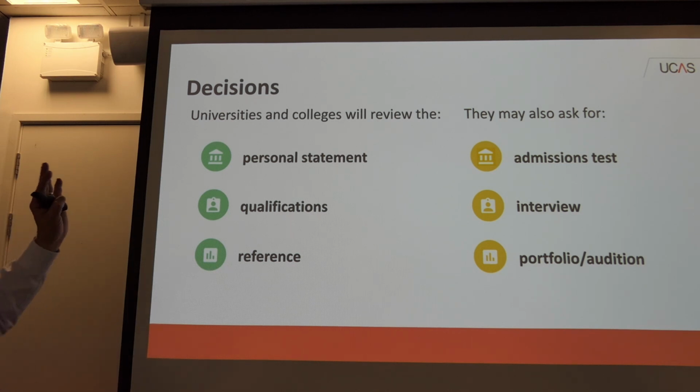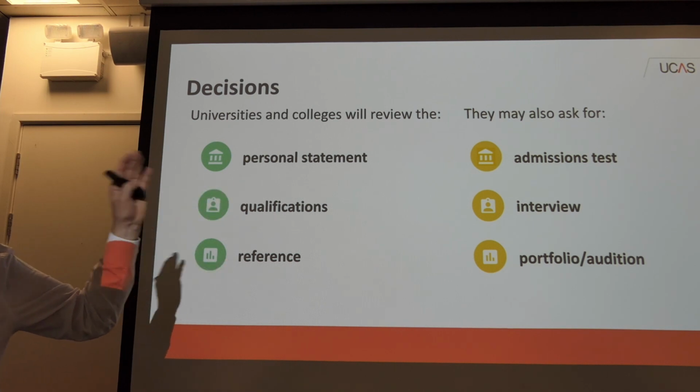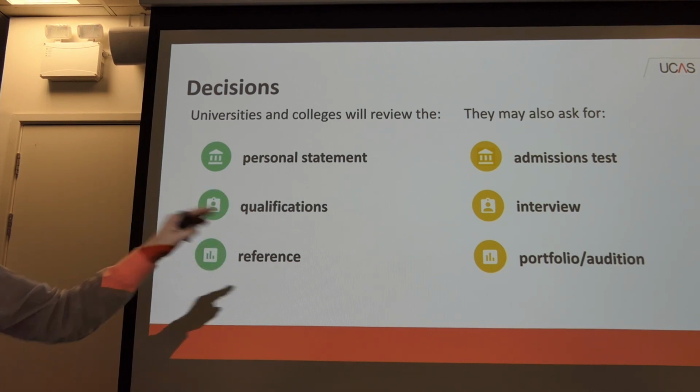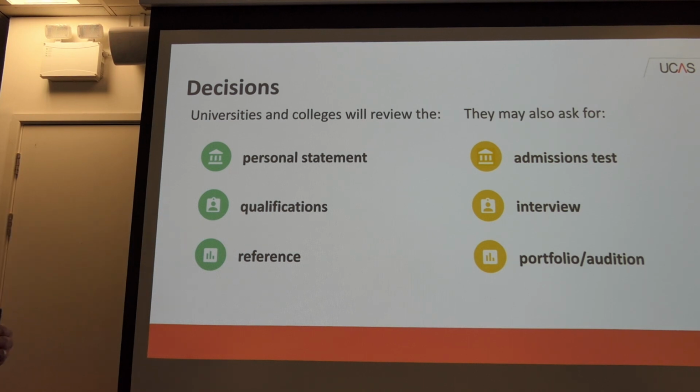Okay? Universities may also ask you to take an admissions test. If you're doing the medical stuff, you already know about UCAS and you should be running towards that. There may be an interview, and also they may ask you for a portfolio, an example. So what I would say to you, look at the courses. If you're thinking about doing anything art-based or architecture or anything like that, there will be a portfolio. You need to start putting that together.